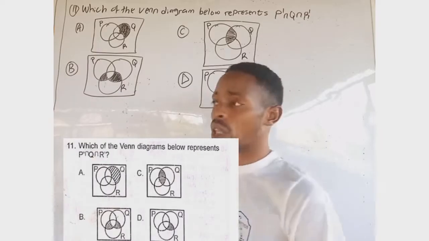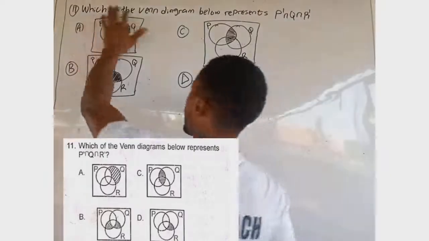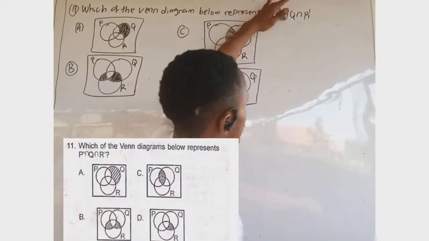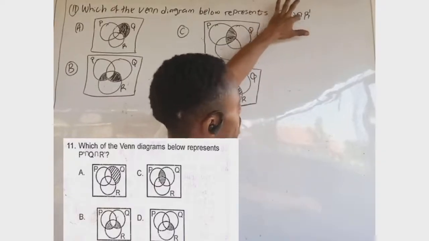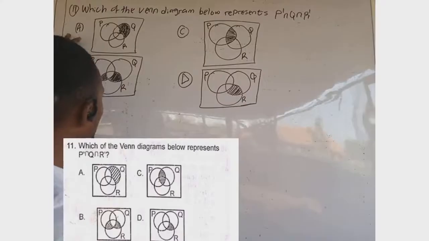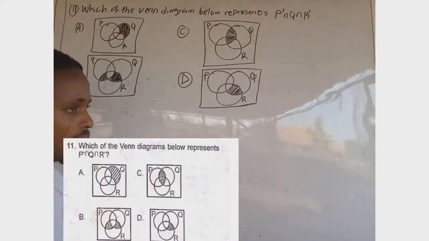Let's move to question 11. This is the first question. It states: which of the Venn diagrams below represents P prime intersect Q intersect R? These are the options we are given, options A, B, C, D, and these are the set Venn diagrams.